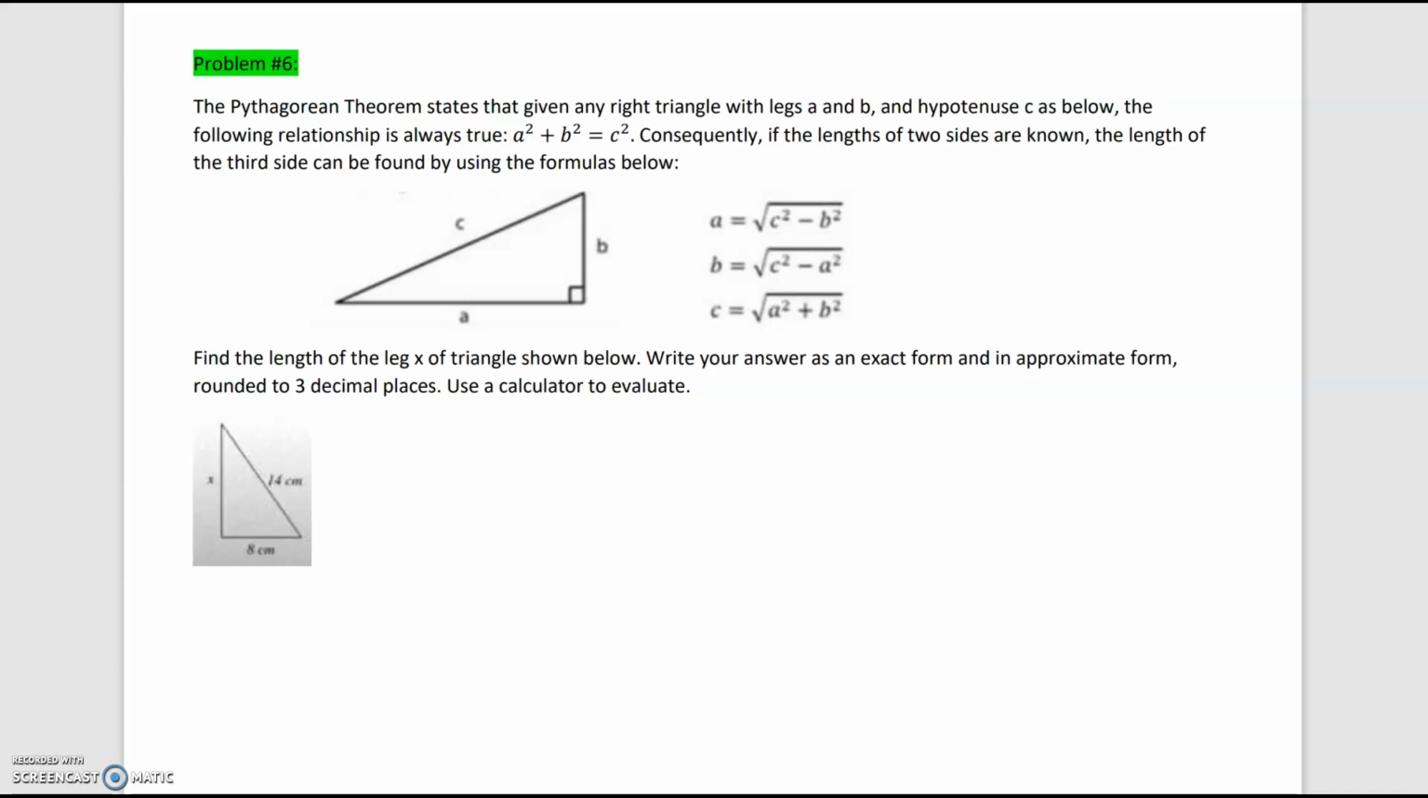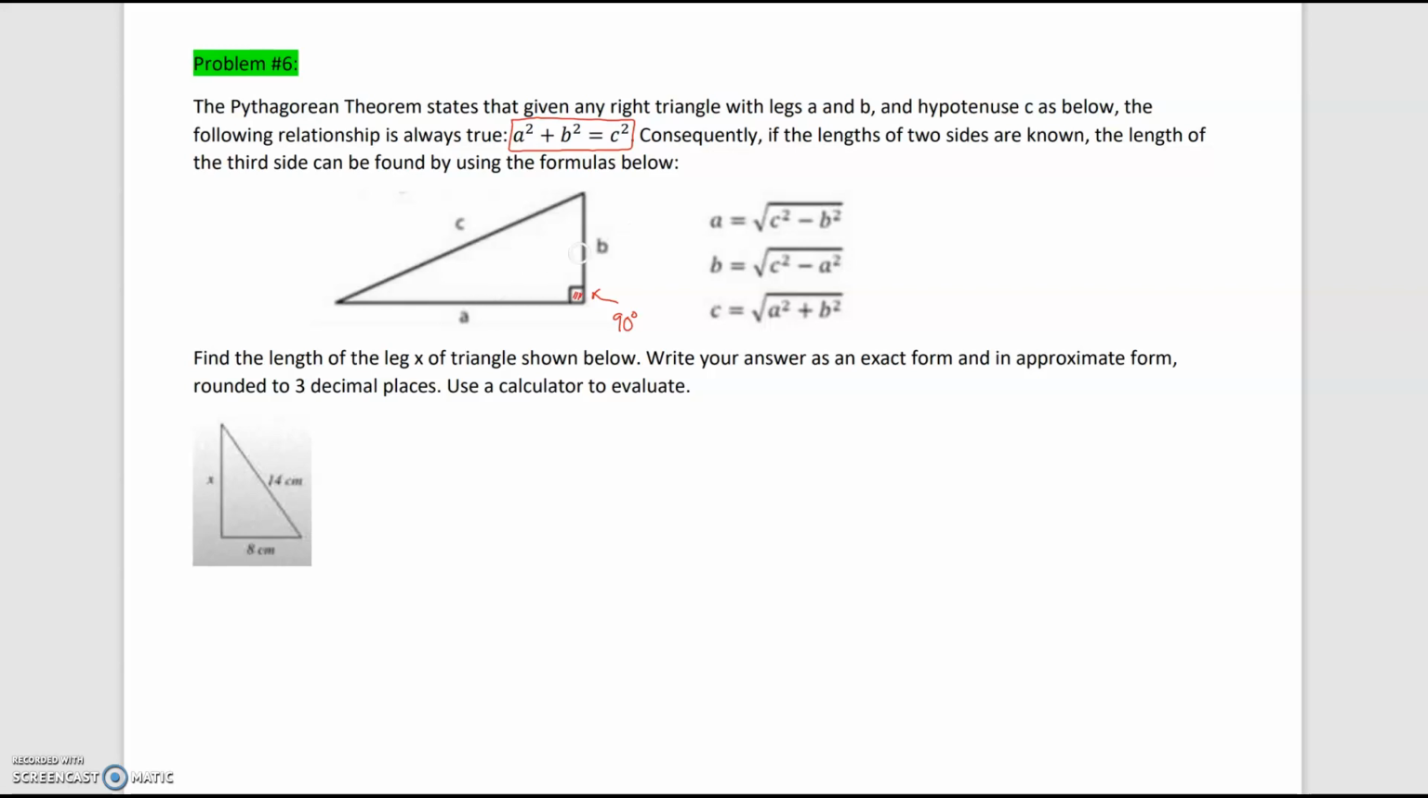Now, problem 6 looks messy, but all they want us to really do is take into account that on a right triangle, this is always true. And we know that you have a right triangle because of the 90-degree angle here, which is expressed by the square inside of the right triangle.